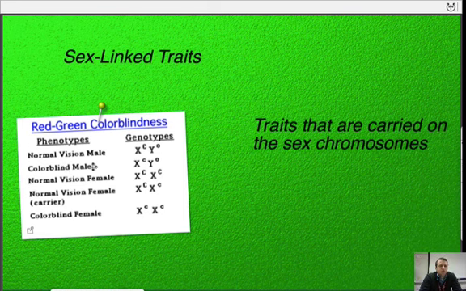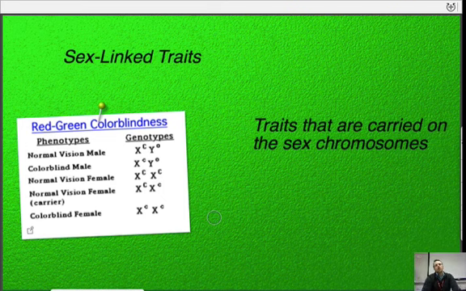Normal vision male is an X and a Y with a big C. Colorblind male is an X and a little c. Now the normal female is an XX, both with big C's. Now a normal vision female can be an XX with a big C and a little c, but she is a carrier because she has that little c there. In a colorblind female, two X's with both little c's. So that little c is the colorblindness there.